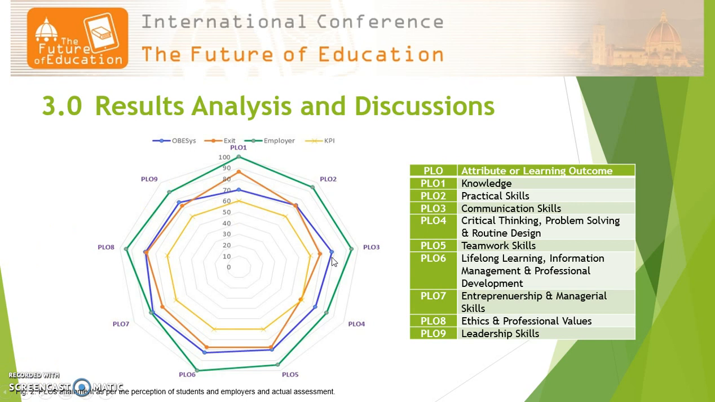PLO 3, communication skills, including written and oral forms, were rigorously embedded in every course to hone the students' ability to interface with others, particularly in a professional context. However, the skill development process was often hampered by the individual temperament of the students.